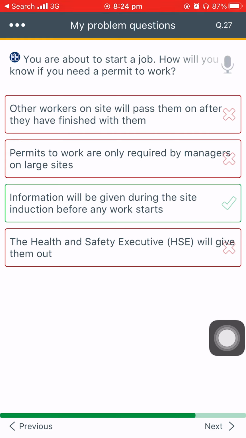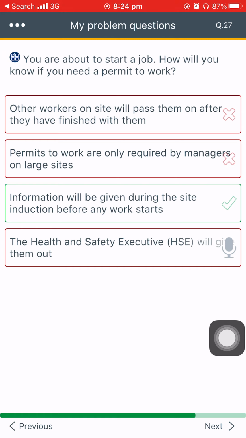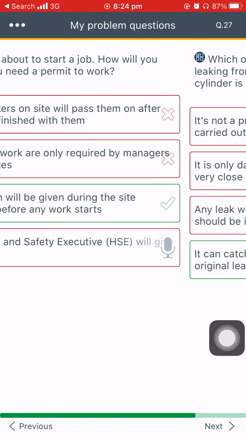You are about to start a job. How will you know if you need a permit to work? Other workers on site will pass them on after they have finished with them. Permits to work are only required by managers on large sites. Information will be given during the site induction before any work starts. The Health and Safety Executive, HSE, will give them out.